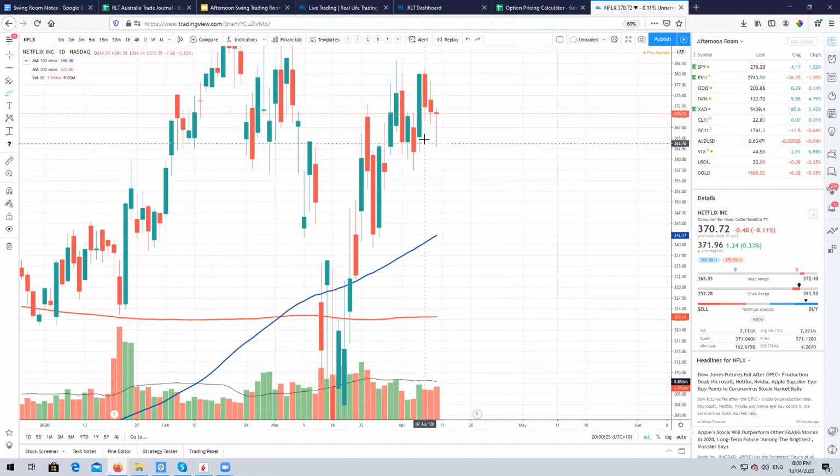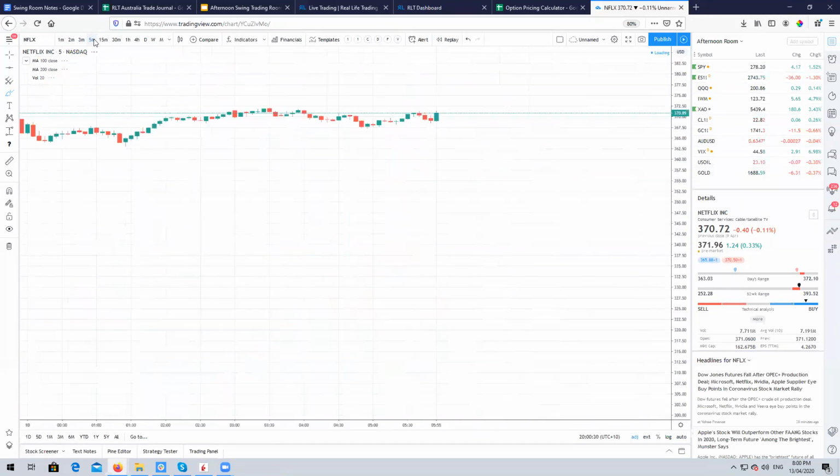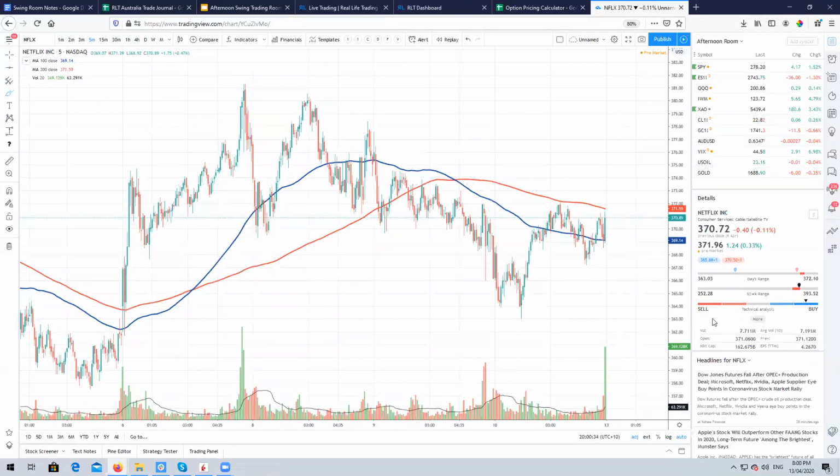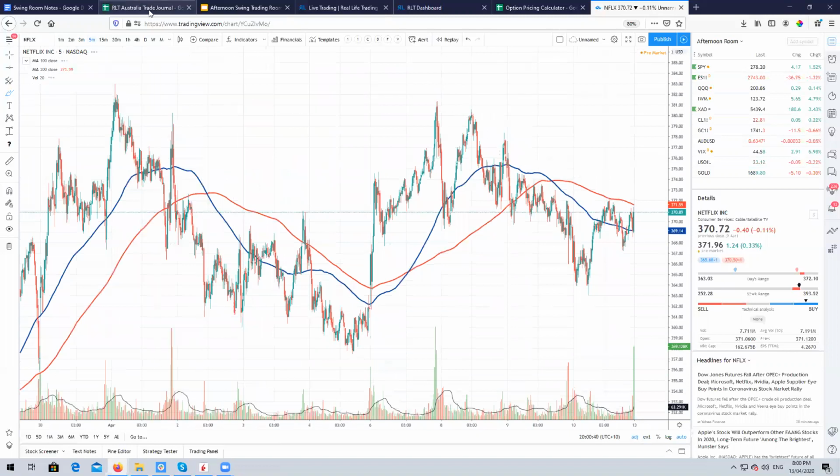But there's a lot of volume and a lot of buying pressure coming in at this particular price. On the 5 minute, did this happen at the end of the day? Oh, the whole day. Yeah, super bullish for a short-term day trade if you're looking at it.